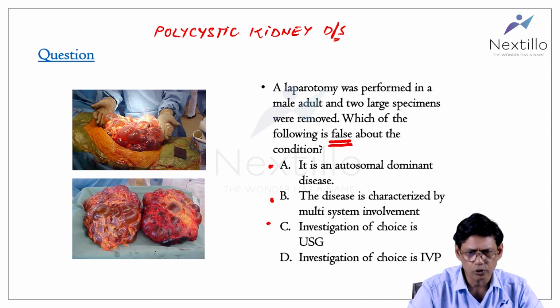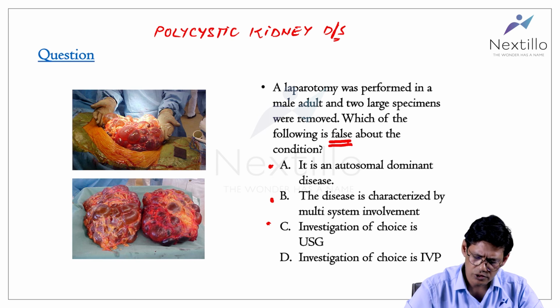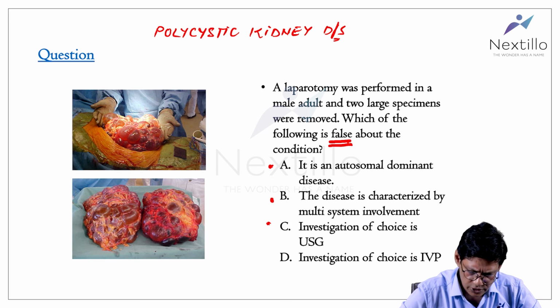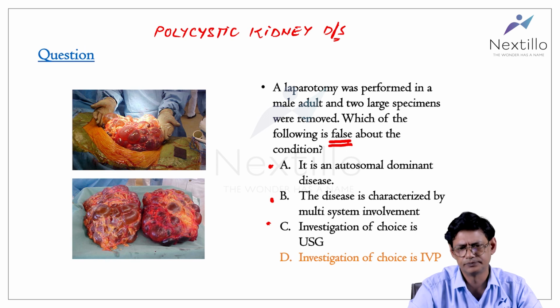What about the fourth one? Most of the patients of polycystic kidney disease present to us with compromise of the renal functions or renal failure. Under these circumstances, contrast cannot be given to the patient, and therefore this makes IVP contraindicated. Therefore, IVP is not the investigation of choice for polycystic kidney disease, and this is false.